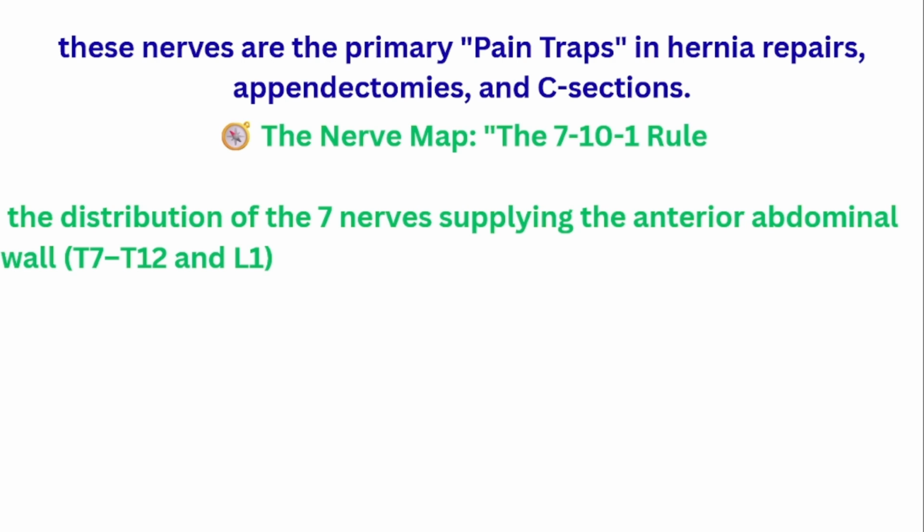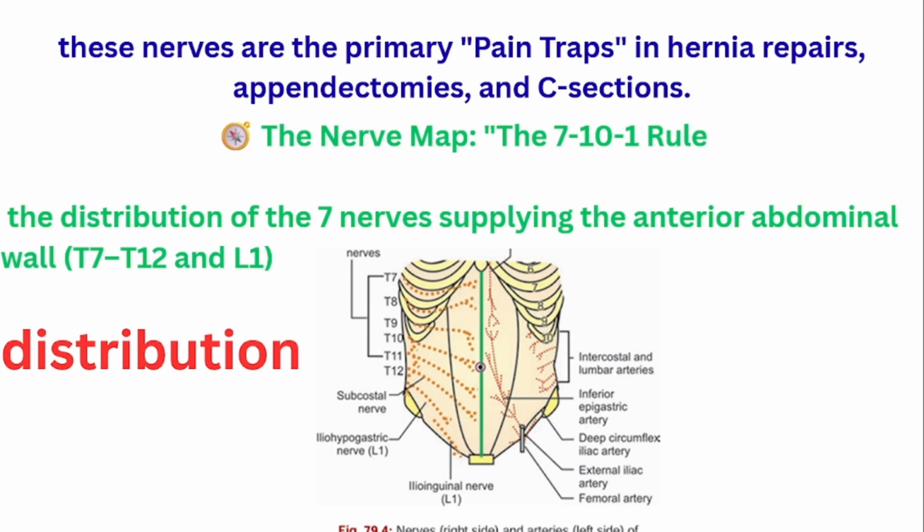We have to memorize the nerve map. We can use this 7-1 rule. It explains the distribution of 7 nerves supplying the anterior abdominal wall: thoracic 7 to thoracic 12, and lumbar 1. How it will work and what the distribution is, we can see in the illustration.